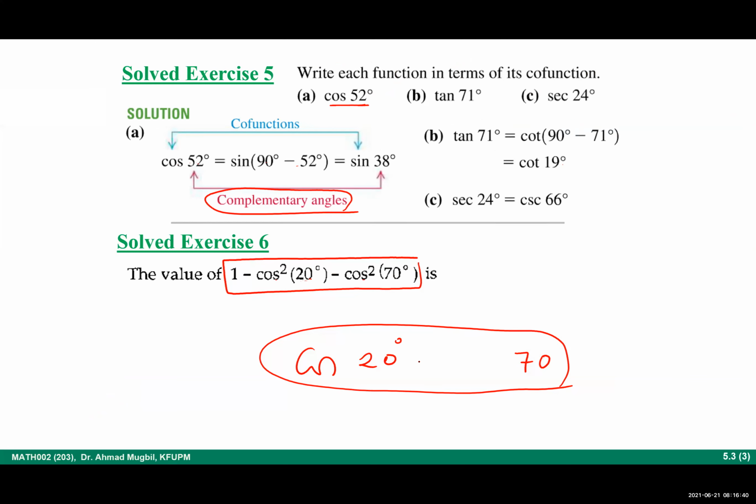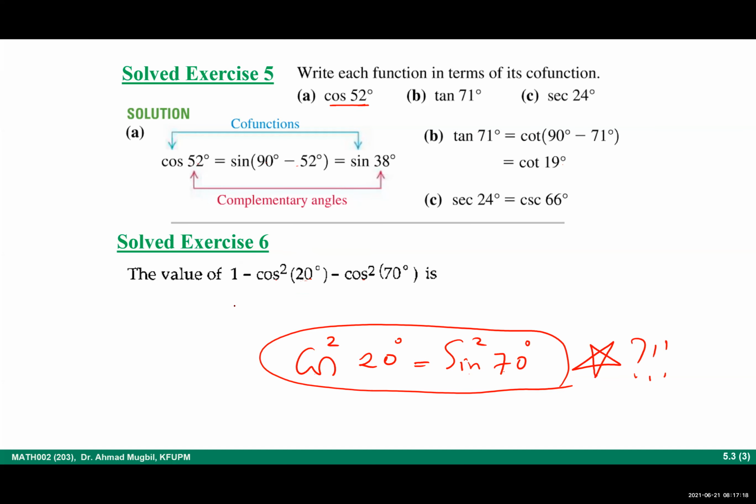Isn't this cosine squared theta plus sine squared theta equals 1? Exactly. Shabab, you are jumping. This is not what we are talking about right now. You are mixing things up. Let's agree about this: cosine 20 is the same as sine 70. Now, is this correct or not? Yes, it is correct. So when we square both sides, we still have the same identity. So what we will do, we will say this is equal to 1.